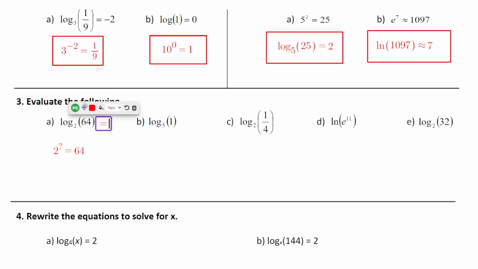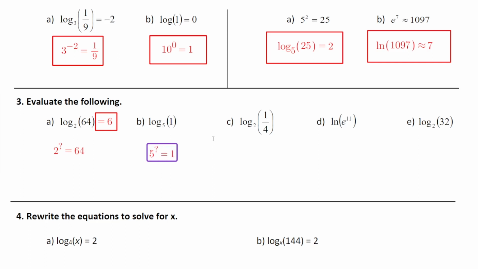So 2 to what power is 64? Well, 2 squared is 4, 2 cubed is 8, 2 to the 4th is 16, 2 to the 5th is 32, 2 to the 6th is 64. So my answer here is just 6. I'm evaluating this expression, so I'm just trying to say what this thing actually equals. Okay, so part B, 5 to what power is 1?